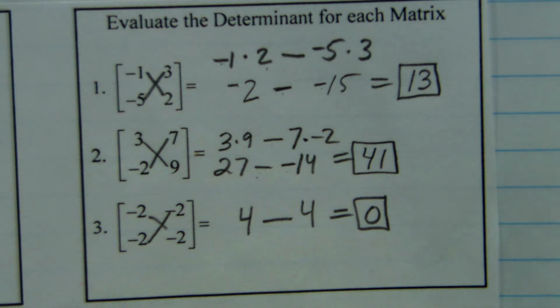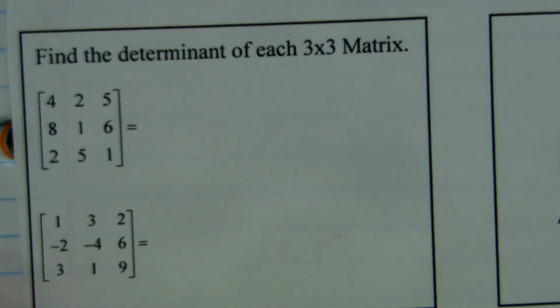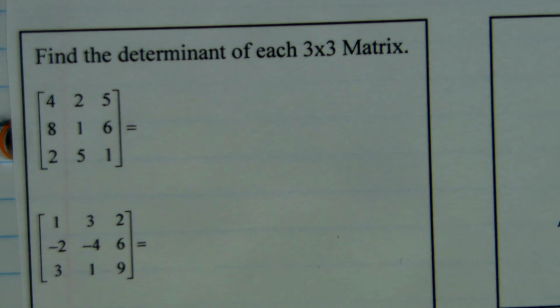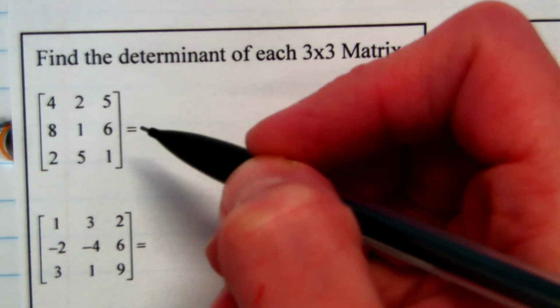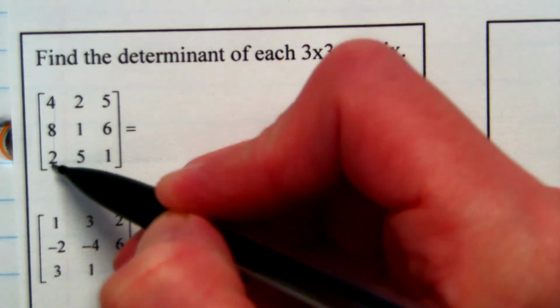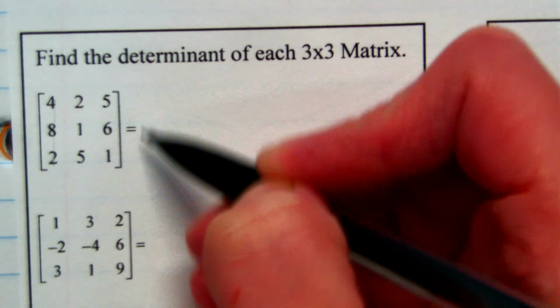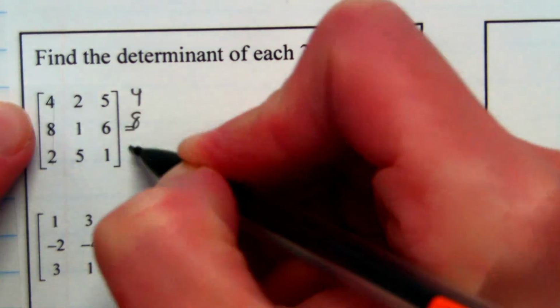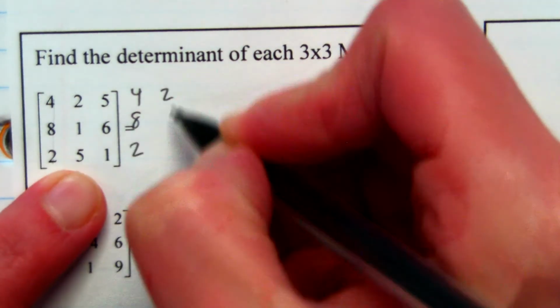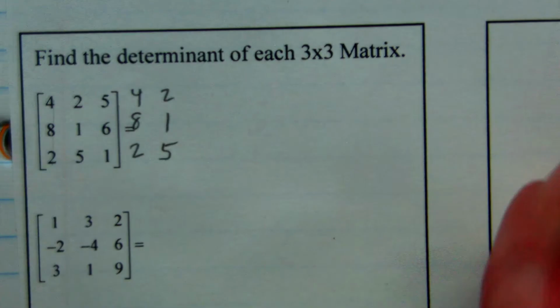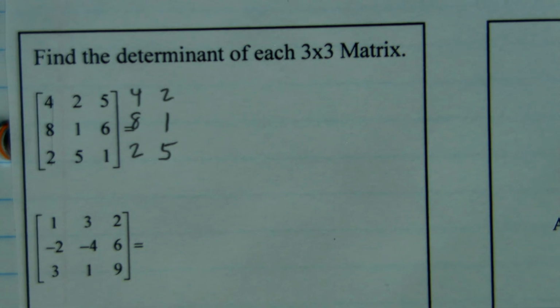All right, so let's see how this will be different for a 3x3. So for a 3x3, there are a lot of different books that show you a lot of different methods. The method that I find the easiest to explain is the one that my math teacher taught me back when I was in high school. So what we're going to do is copy the first 2 columns over next to the matrix. So I'm going to have 4, 8, 2 again. That was the first column. And 2, 1, 5. I know you're wondering, why are we doing that? You'll see in a second.